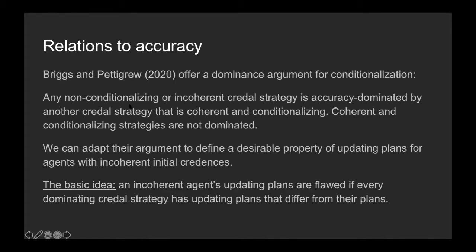What their argument says is that any non-conditionalizing or incoherent credal strategy, where a credal strategy is a pair of initial starting credences and updating plans, is accuracy dominated by another credal strategy that is coherent and conditionalizing, but coherent and conditionalizing strategies are not so dominated. And we can adapt their argument to define a desirable property of updating plans for agents with incoherent initial credences. The basic idea is that if an agent is incoherent, their updating plans are flawed if every single dominating credal strategy has updating plans that are different from their plans, right? So no matter which dominating credal strategy we look at, none of these strategies shares an updating plan with the current credal strategy that the agent has adopted. So that's supposed to be the bad property.